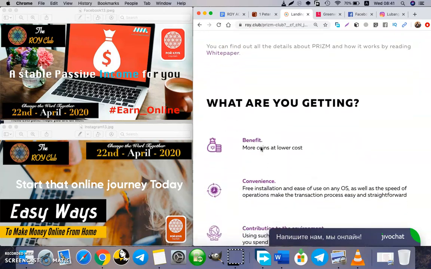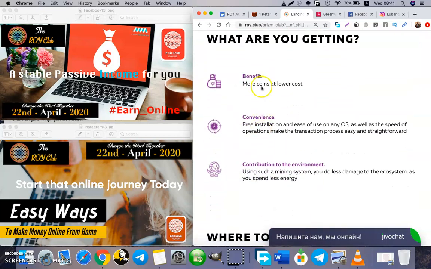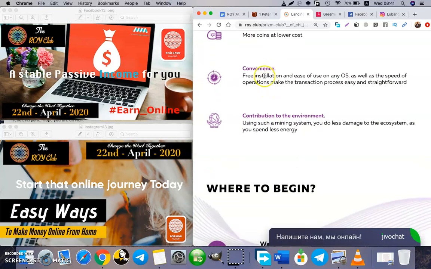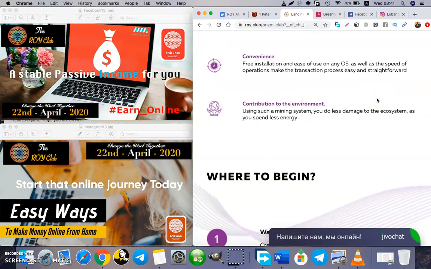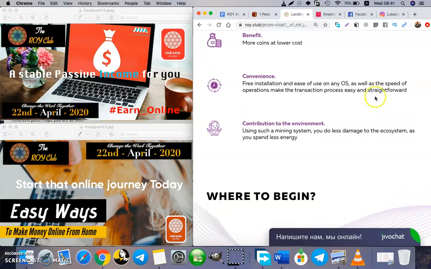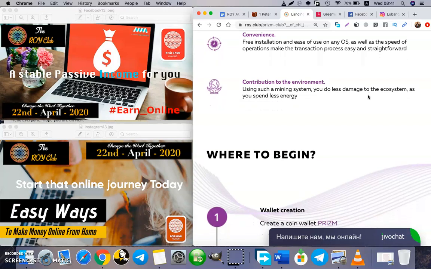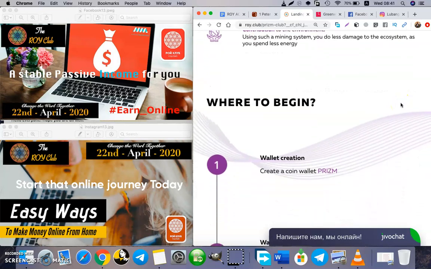So benefit, more coins at a lower cost, definitely convenience, a free installation and ease of use on any OS, as we have seen, Windows, Mac, and even Linux, as well as speed of operations make the transaction process easier and straightforward. Using such a mining system, you do less damage to the ecosystem as you spend less energy.